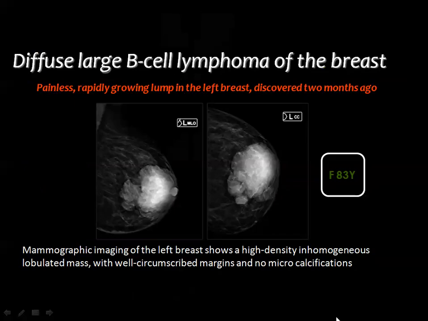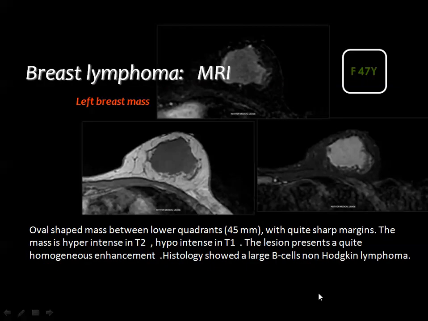And here is a bulky mass in the breast, subcutaneous and retroareolar. The patient presented with a painless, rapidly growing lump in the breast, discovered 2 months ago. There is no microcalcification, and the lesion was diagnosed by biopsy to represent diffuse large B-cell lymphoma. And this is lymphoma by MRI. There is a mass in the breast, and this mass is strongly enhancing, and this is fat suppression of the image post contrast. The histopathology showed large B-cell non-Hodgkin lymphoma.